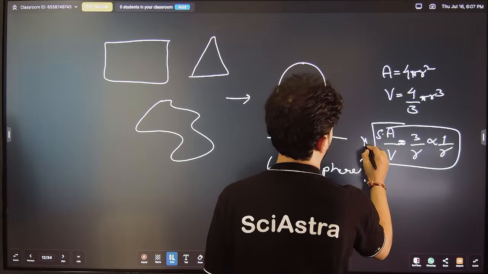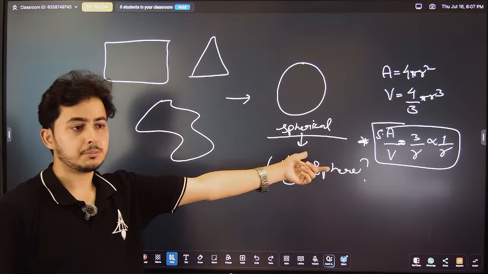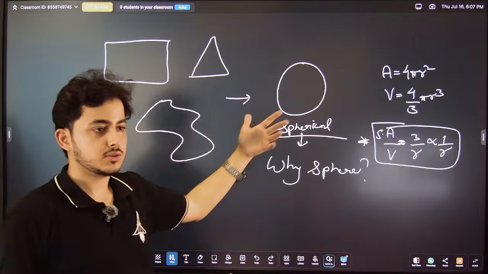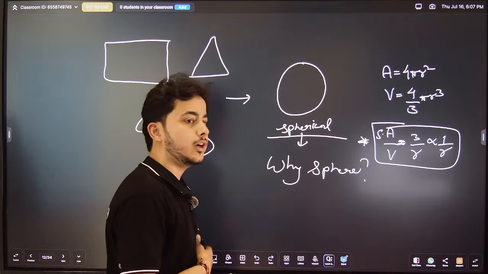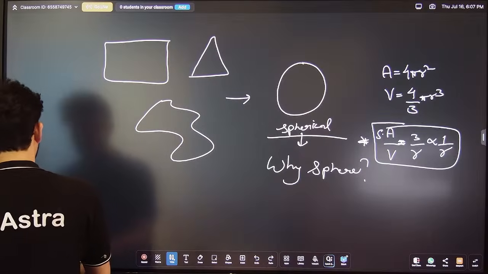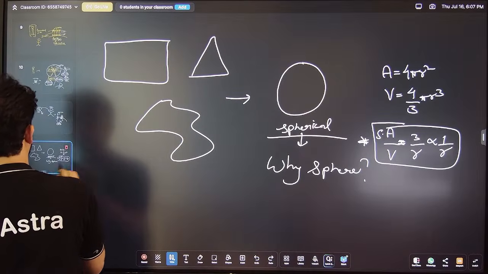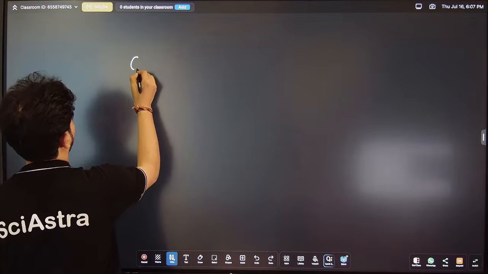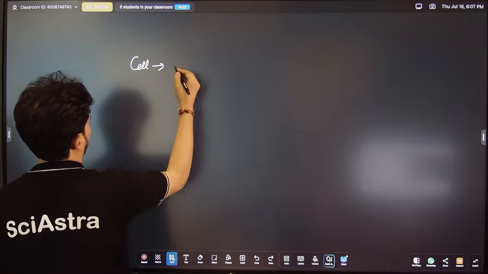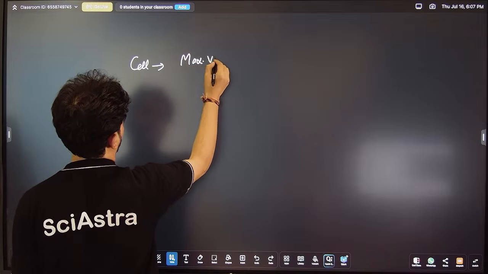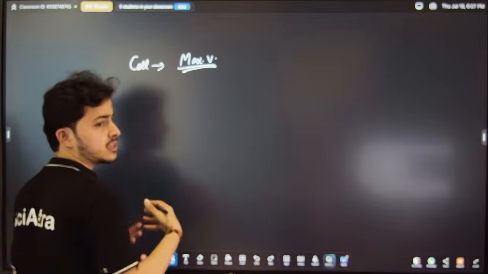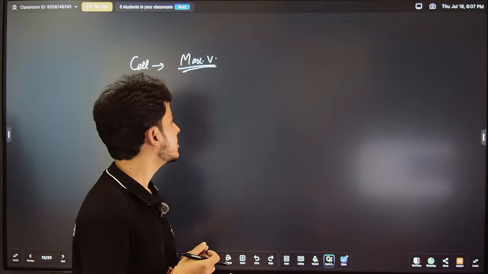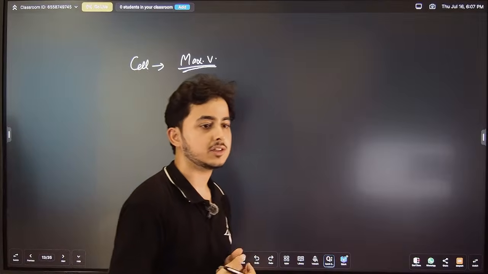That is how the surface area to volume ratio is dependent on the radius of this particular sphere, that is your cell, correct? Now what the cell wants, what the cell actually wants. If you talk about the cell, it wants to have the maximum volume so that it can carry out all its functions, all the activities which are happening inside the cell.